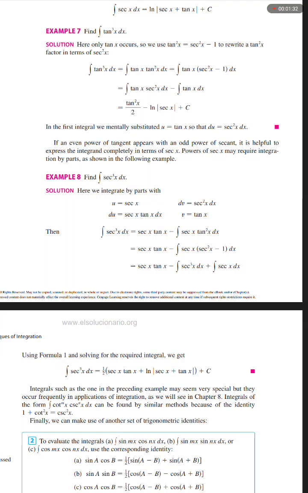If an even power of tangent appears with an odd power of secant, it is helpful to express the integrand completely in terms of secant x. Powers of secant x may require integration by parts, as shown in the following example.